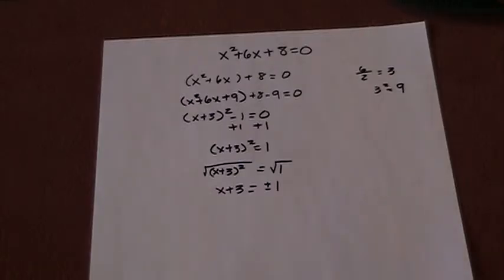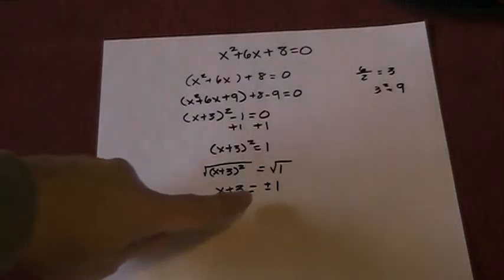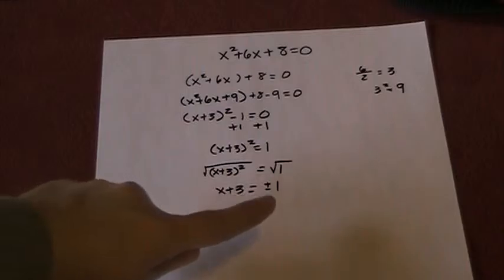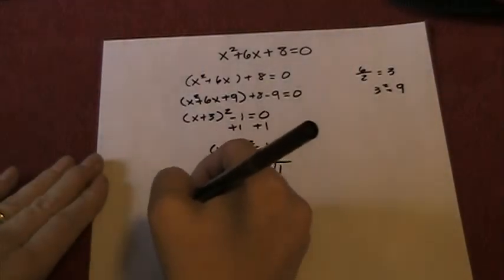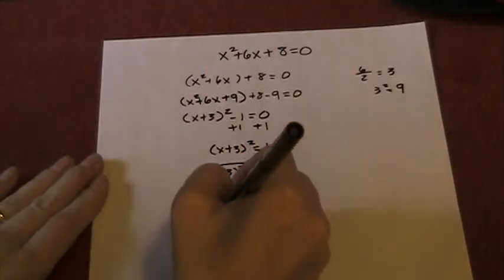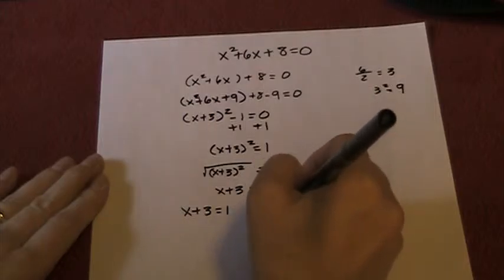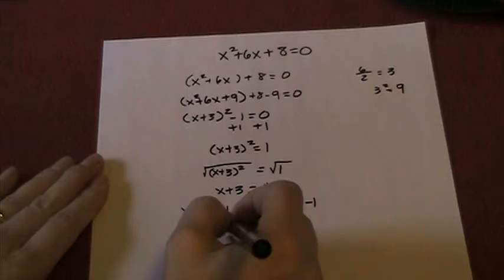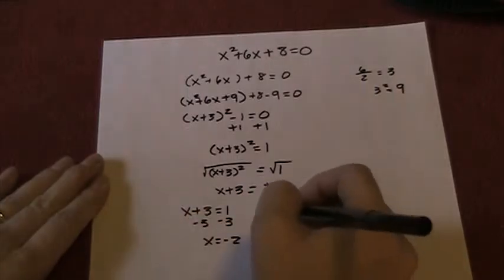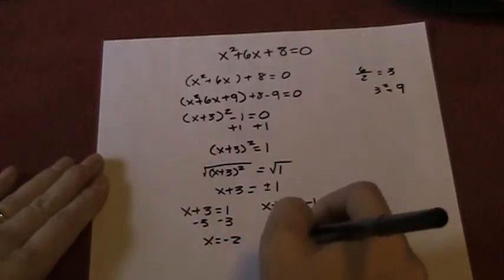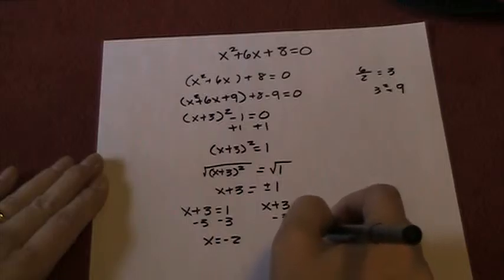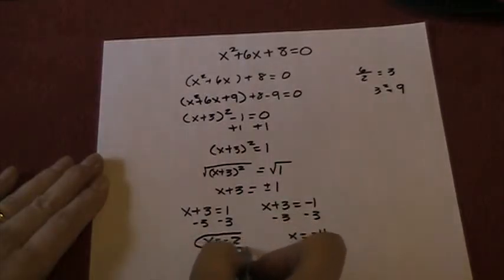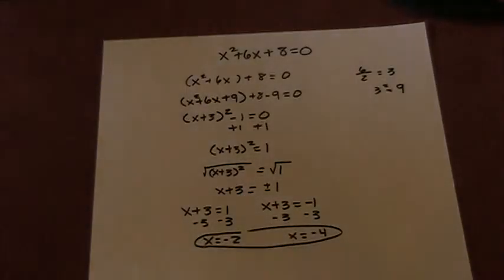Well, I have two cases. I have where x plus 3 equals positive 1 and x plus 3 equals negative 1. So I'm going to write out those two cases and then solve each one separately. And what you have, once you do that, is two solutions. X equals negative 2 and x equals negative 4.